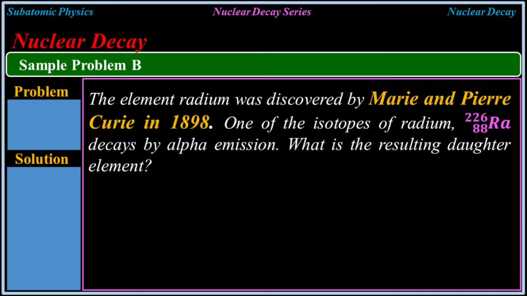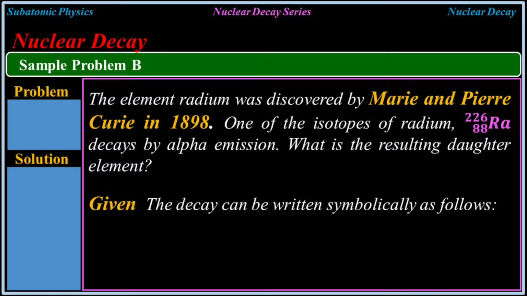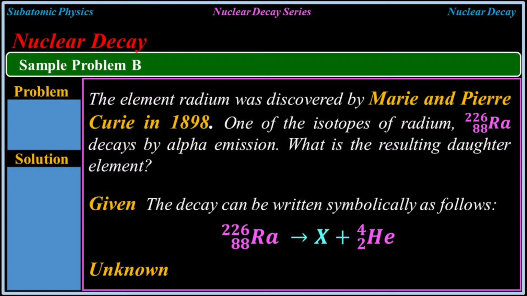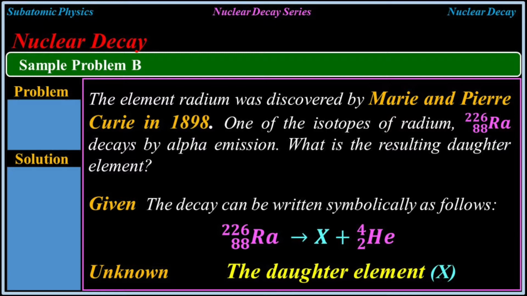The element radium was first discovered by Marie and Pierre Curie in 1898. One of the isotopes of radium, radium-226, decays by alpha emission. What is the resulting daughter element? Given this, the decay can be written symbolically as follows. You get the radium-226, and then you have this X plus the alpha particle. The daughter element is X.